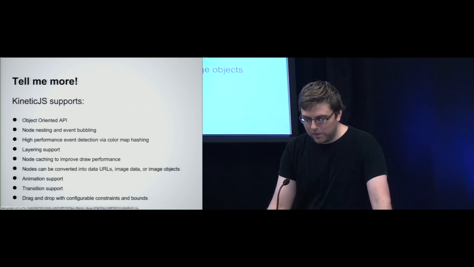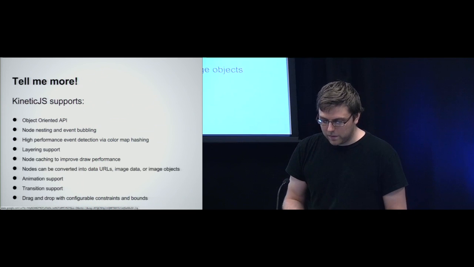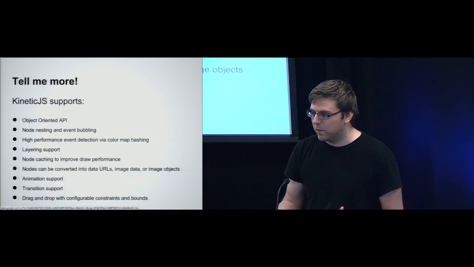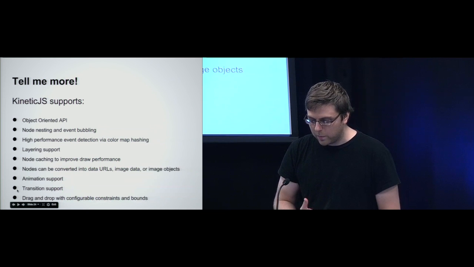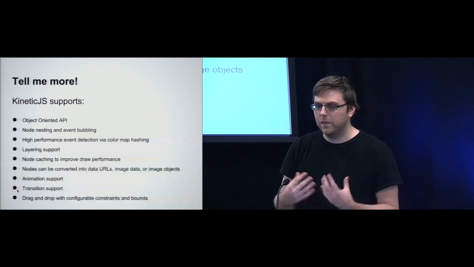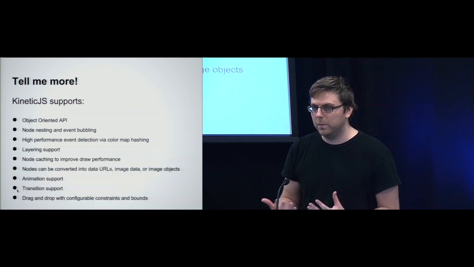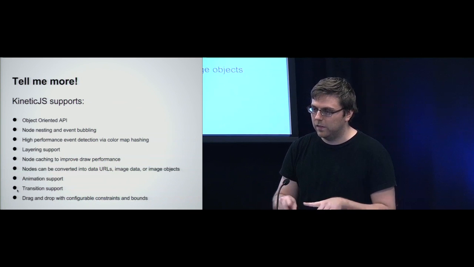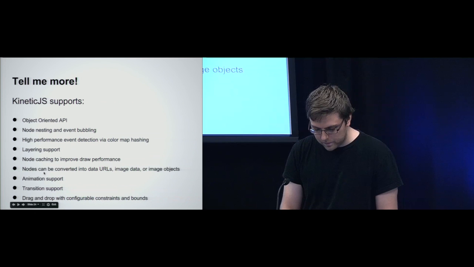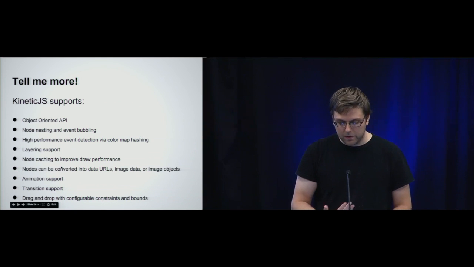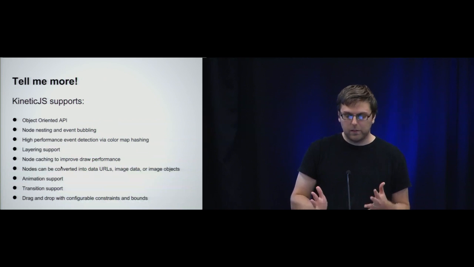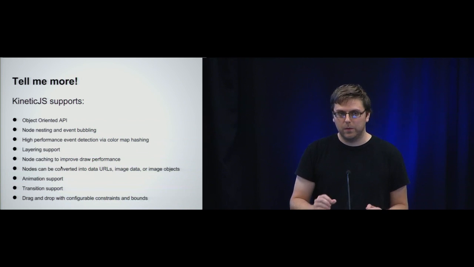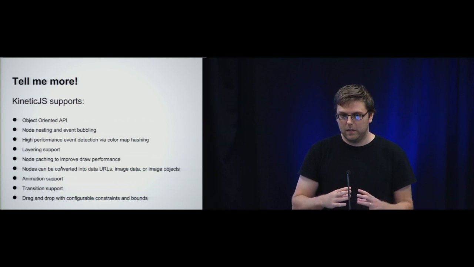Kinetic.js supports an object-oriented API, node nesting, event bubbling, high-performance event detection via a color map hashing algorithm that I created, layering support, and node caching to improve draw performance. Any node you can convert to an image, which renders much faster than having to redraw the paths for each animation frame. Any node can be converted to data URLs, image data, or image objects. Kinetic.js is also the only library that allows you to serialize any node.